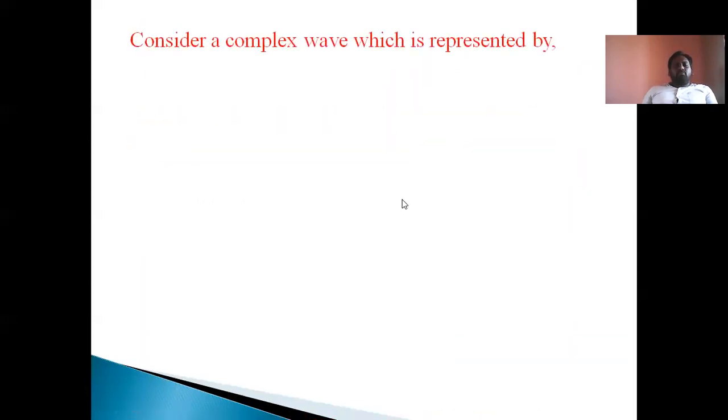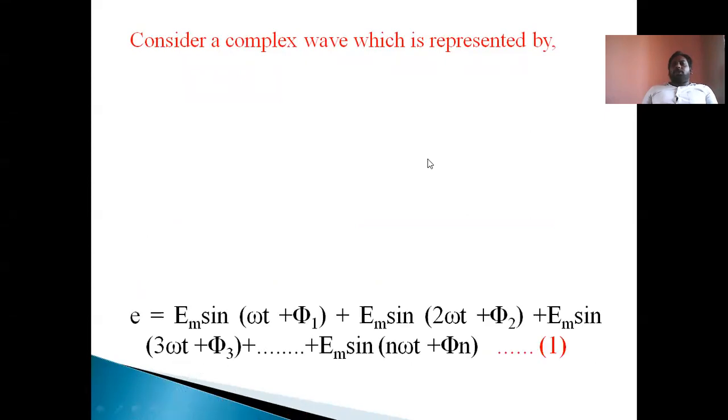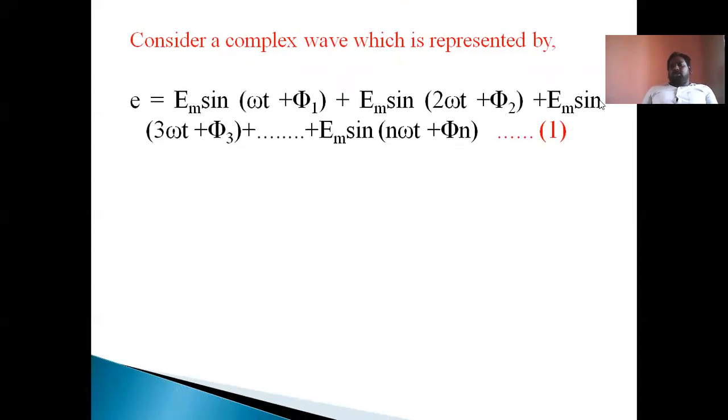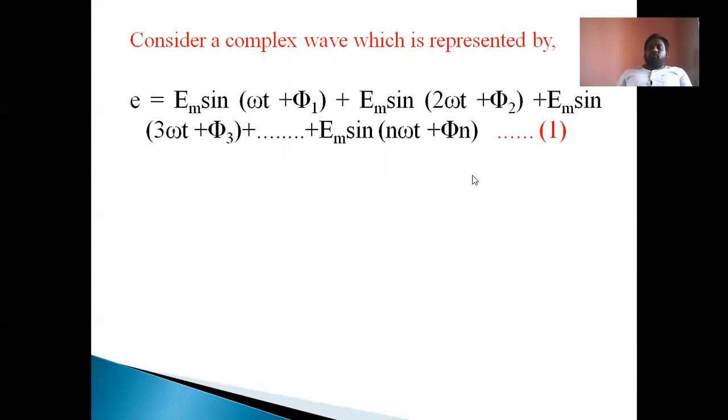Finally, how to represent a complex wave? That means the harmonic wave and the fundamental wave superimposing, the resultant wave can be represented like this: m sin(omega t plus phi 1), plus m sin(2 omega t plus phi 2), plus m sin(3 omega t plus phi 3). This is the first order fundamental wave, its magnitude and frequency. Second order, second harmonic frequency wave and its magnitude. Third order magnitude and frequency, like that nth order frequency and magnitude.